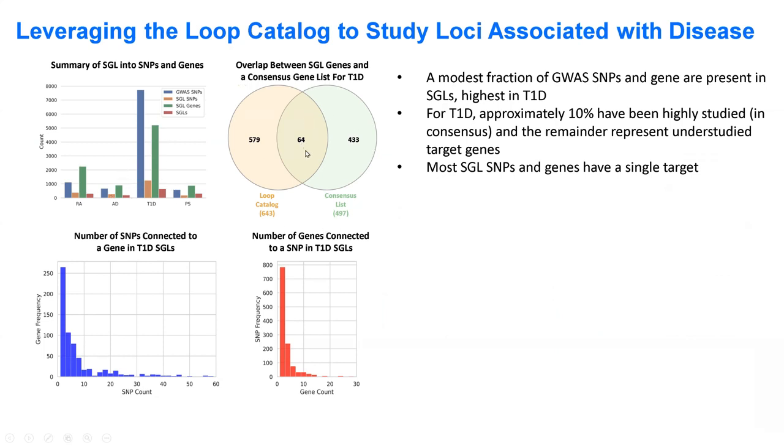We built a consensus gene list where we were able to find approximately 500 genes and we overlapped that with our 643 Loop Catalog genes for T1D. 64 were overlapping and 580 are novel and unique. In addition, we were able to find that most genes are connected to one SNP and one SNP to one gene. So this is very useful because this one-to-one will make it really easy to analyze.